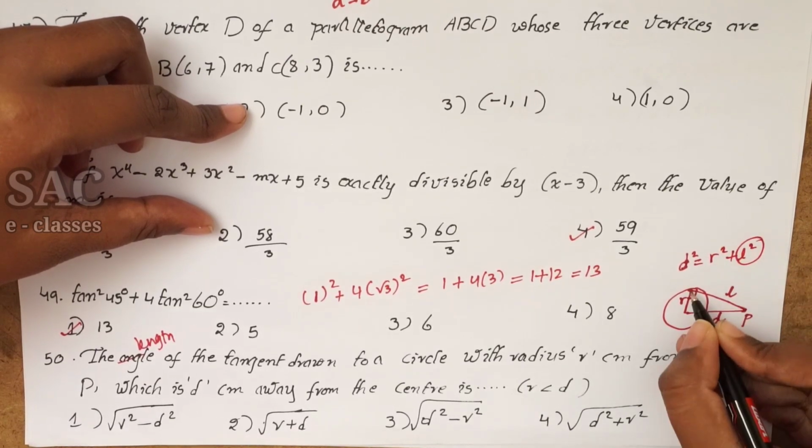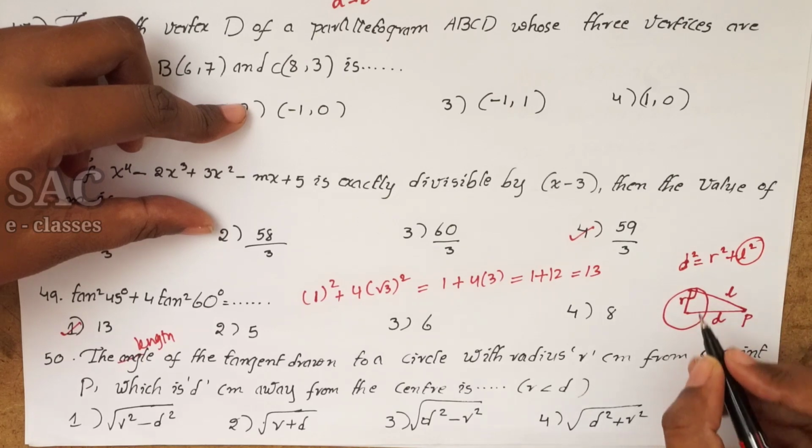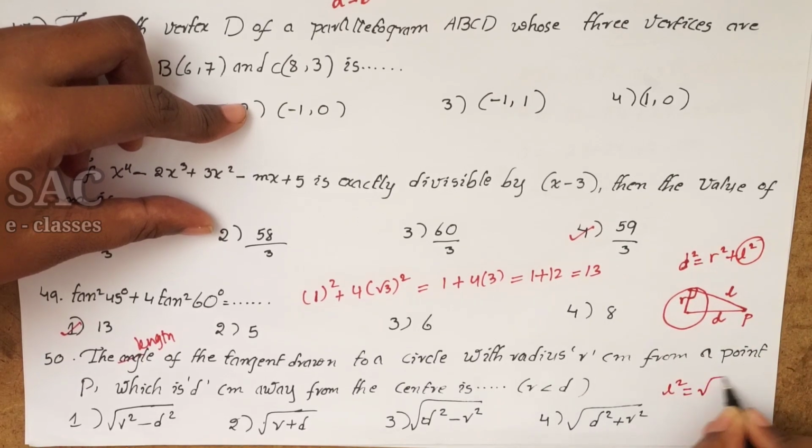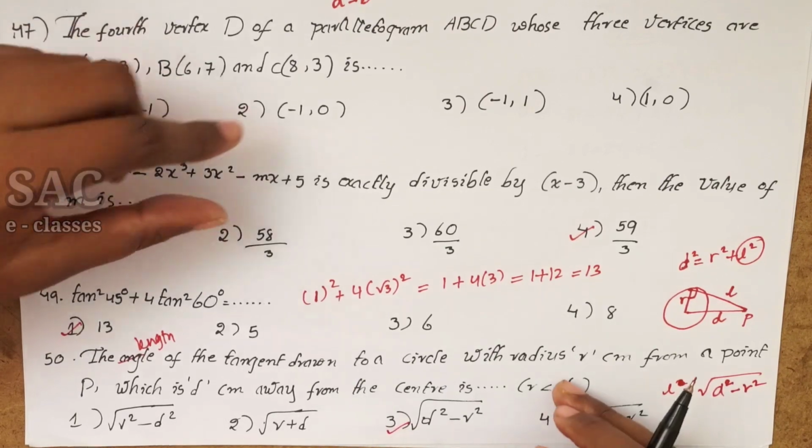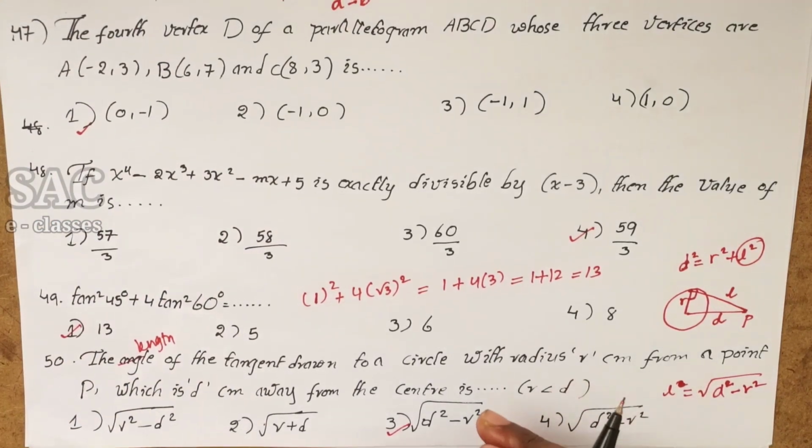I need the l value, so you can write l square equal to d square minus r square, and l is equal to root over d square minus r square. Option 3 is the correct one. Let's move to the next problem.